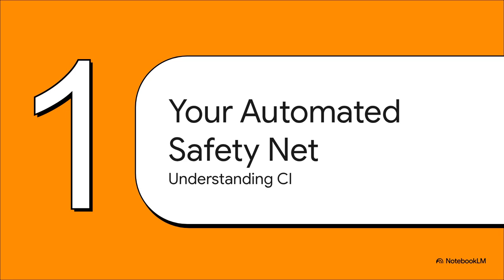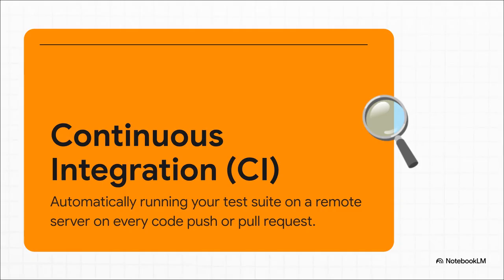It all starts with really getting one core concept in all of modern software development: continuous integration, or just CI. So what exactly is CI? Well, in the simplest terms, it's just the practice of automatically firing off your entire test suite on a totally fresh remote server every single time new code gets pushed. And the key phrase there is clean environment. No more of those, well, it works on my machine headaches. What you get is instant, unbiased feedback on the health of your app.